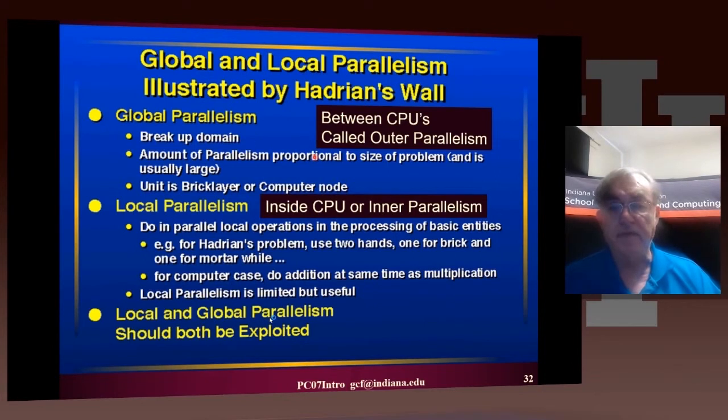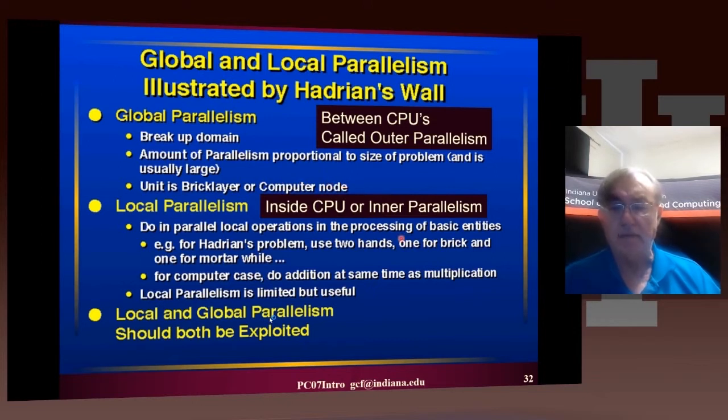We also note various forms of parallelism. The parallelism I've stressed is so-called global parallelism, where we break up the domain and assign different actual regions of the wall to different masons. And the parallelism is proportional to the size of the problem. Typically for big data, we have lots of parallelism. And the unit assigned to that parallelism is the mason or the computer node.